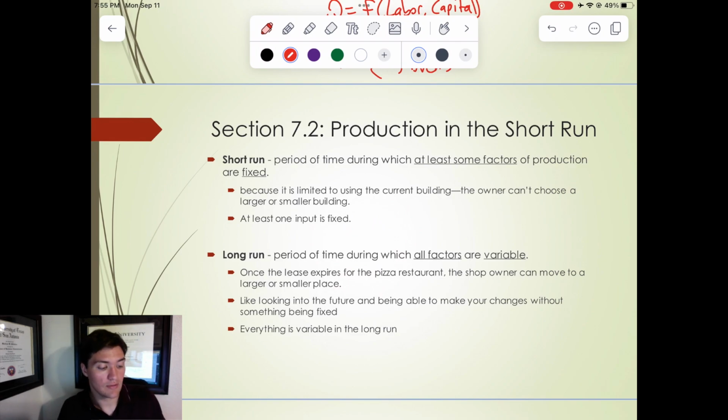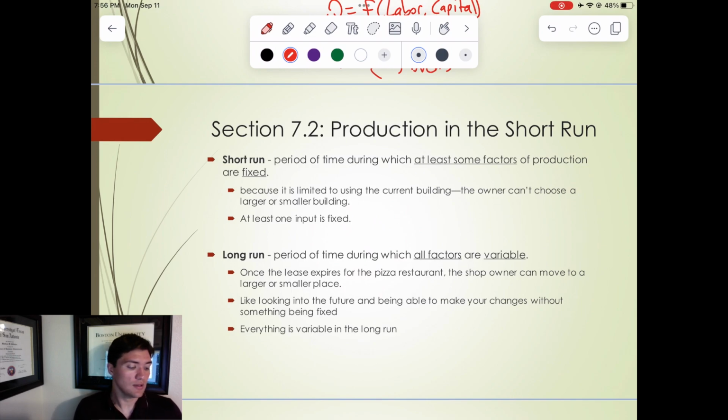If you have at least one input that is fixed, you could be all variable, but if you have a lease, for example, that's fixed. If you have all these variable inputs, but you have one machine that is not changing, that is a fixed input. So therefore, you are in the short run. Nothing wrong with the short run. Because basically, you're stuck in this building. You just have to make decisions based off of where you're at right now.